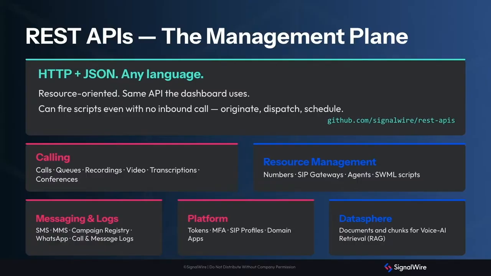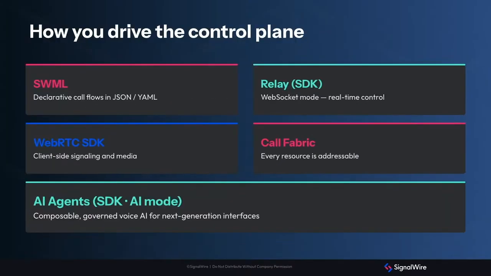And there is a reference to the REST APIs, which are quite large. So you can do the usual things that you can imagine: calling, queuing, recordings, conferences. There's also video, of course. Then you can manage your own numbers. You can set up your own SIP gateways, write and manage your programmable scripts and AI agents. So these are the ways you interact with the system and you build your service.